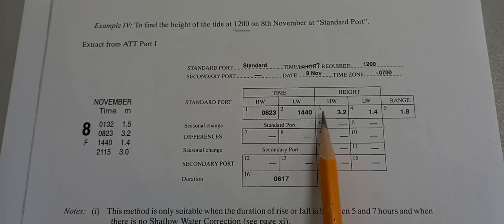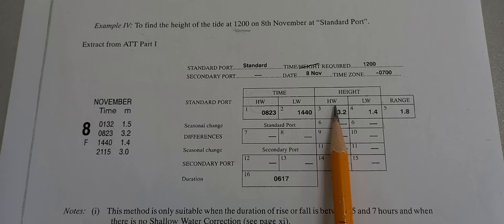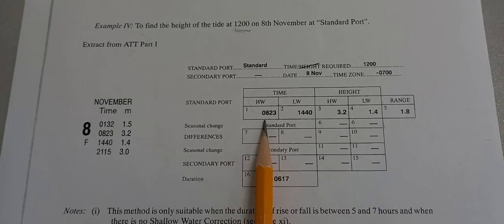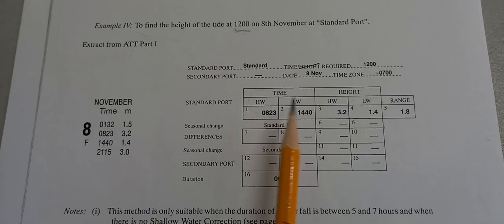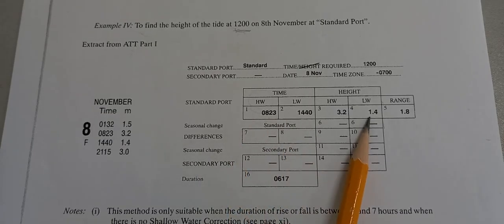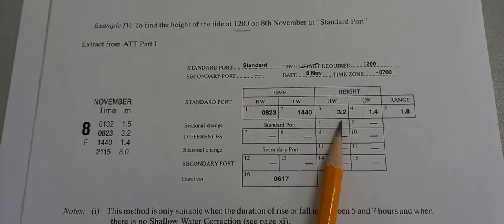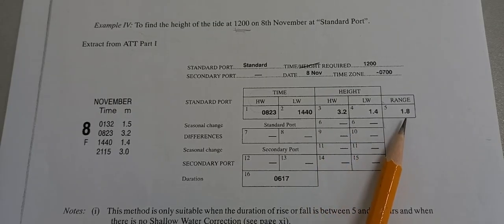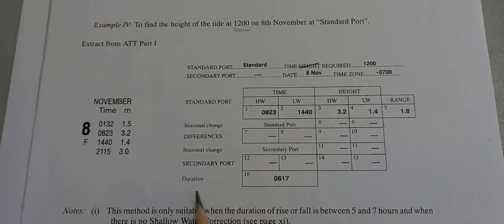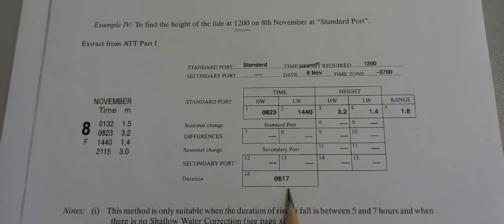Next thing we're going to do is to input the high water level. Beside 0823 is 3.2 and beside 1440 is 1.4. Now to get the range, just simply subtract 1.4 from 3.2. It will give you 1.8. Okay, now for the duration, subtract 0823 from 1440. It will give you a duration of 6 hours and 17 minutes.